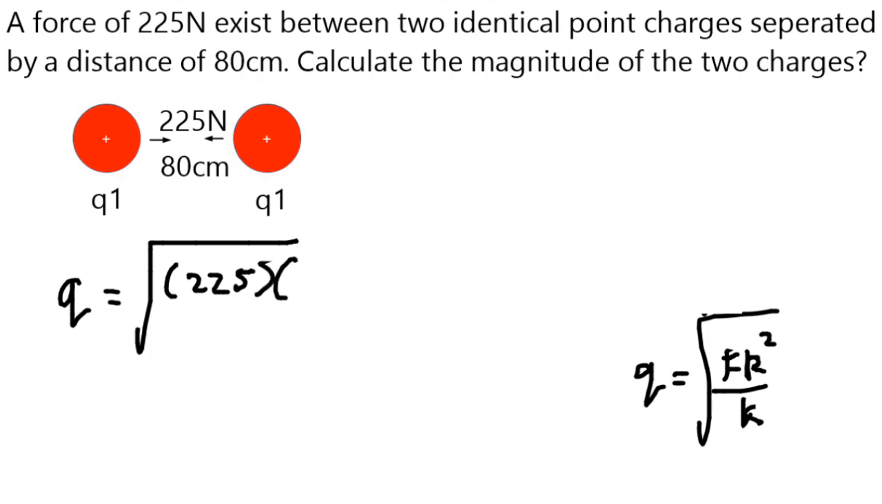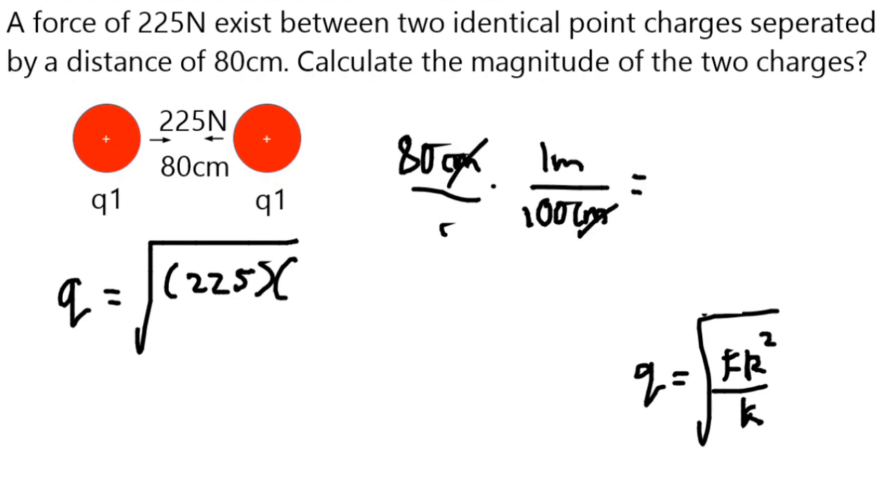You can save this equation for notes or just manipulate Coulomb's law. So force is going to be 225 newtons, and we're just going to convert 80 centimeters into meters because that's what we need. Okay, now we have this. We can eliminate centimeters. We can also cancel some zeros. So we got 0.8 meters. We're going to put it here and square it.